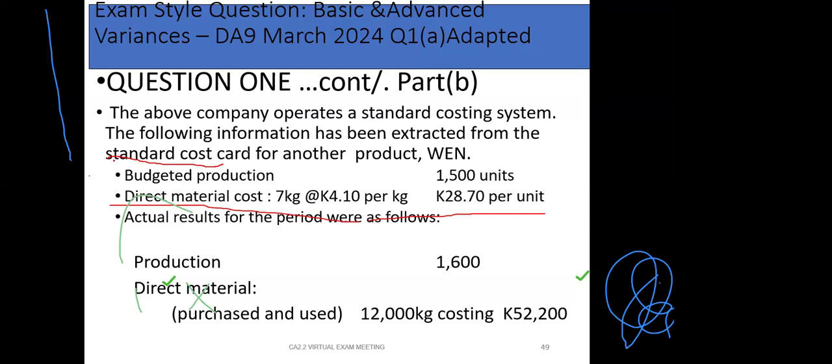Yeah, I just want to pick the standard properly. Also, that's the standard information. Then actual results for the period were as follows. We have production, 1,600. So that is actual. The 1,500 was budgeted. Direct material purchased and used, 12,000 kgs, costing 52,200. Everything here is actual. 12,000 is actual, 52,200 is actual, 1,600 is actual. Okay, then the next slide, 50.